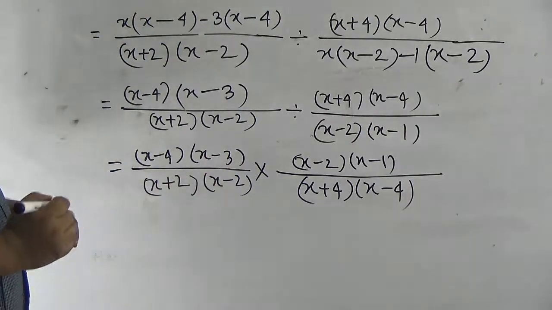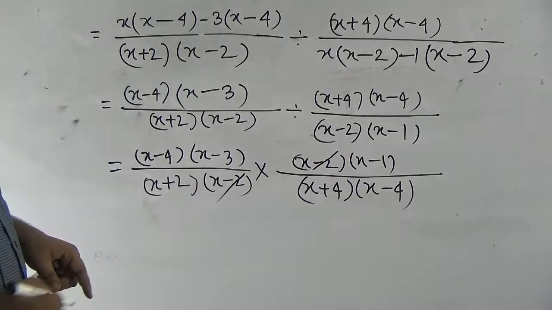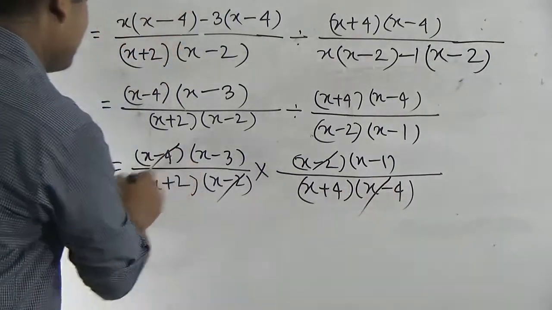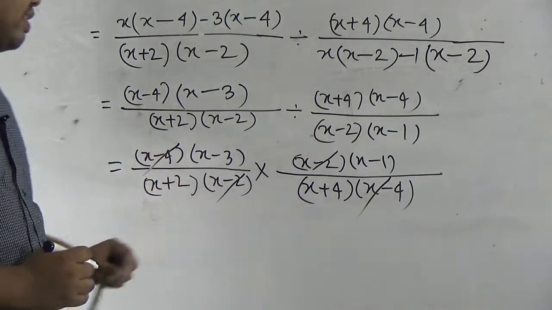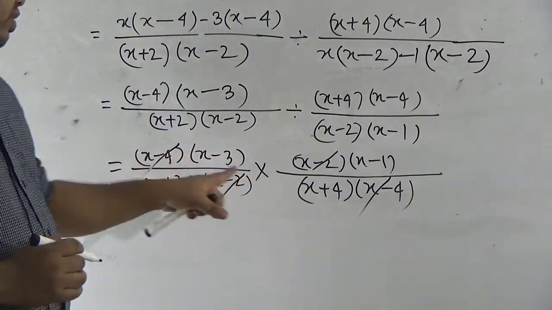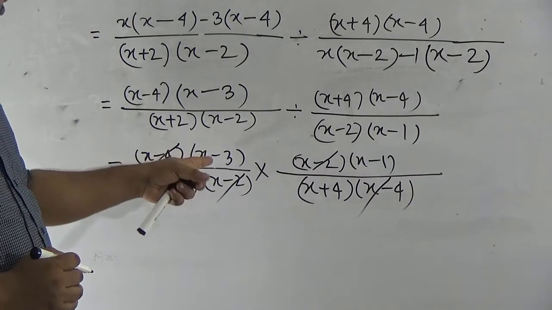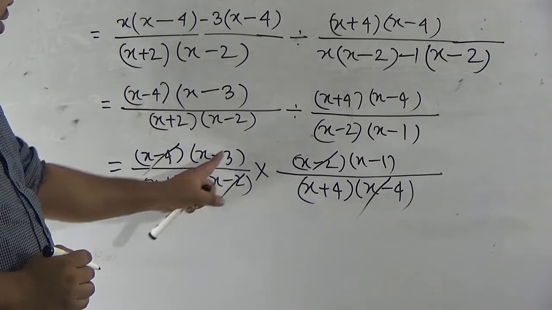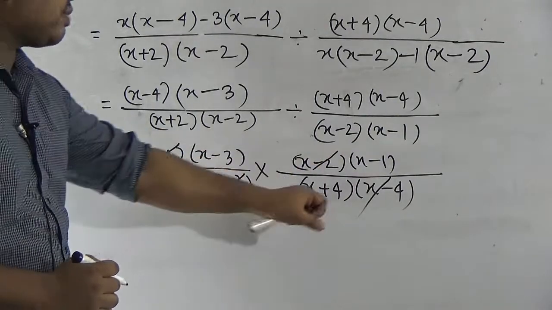Now we cut. My dear student, notice x minus 2, x minus 2. So we cut these two terms. Then x minus 4, x minus 4. Student, notice x minus 3. But as a denominator, x minus 3 is absent. X minus 1. As a denominator, x minus 1 is absent. So x minus 3 and x minus 1 are left. Again x plus 2. As a numerator, x plus 2 is absent. Again x plus 4. As a numerator, x plus 4 is absent.